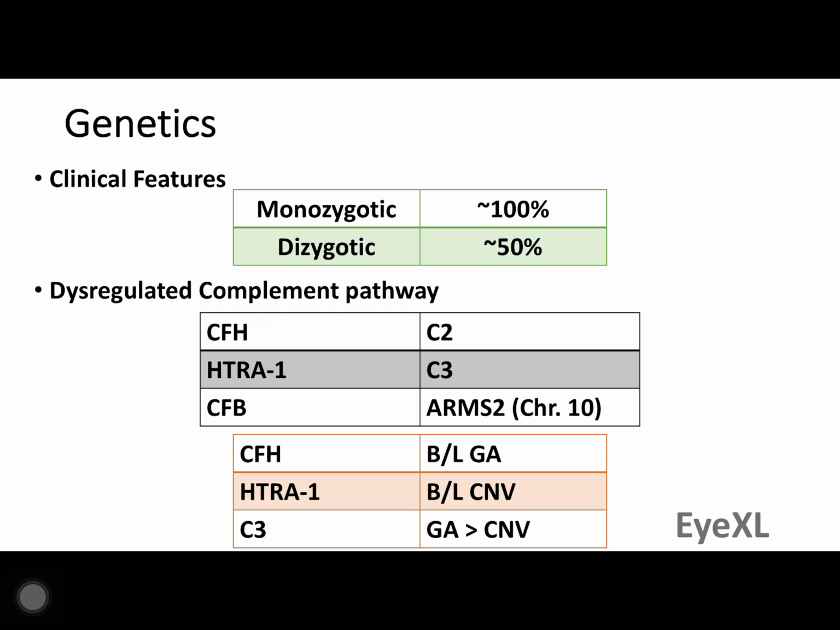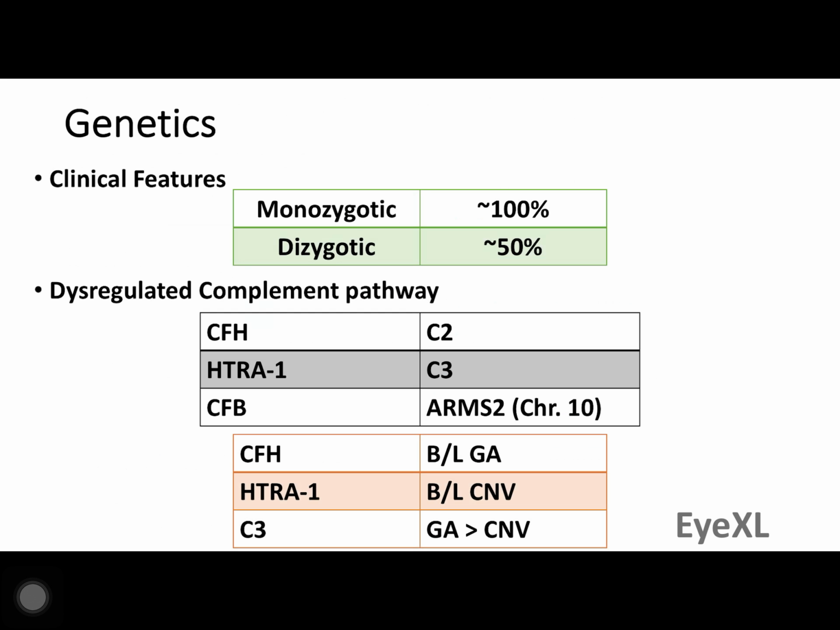What exactly am I pointing at in genetics? What is going wrong in the genetics of the patient? It is the complement pathway that is at fault. It is an abnormally active complement pathway that is producing inflammation. So which are the factors? There is complement factor H, HTRA1, complement factor B, C2 and C3. The last, ARMS2, is not actually a complement, it is just a gene that is seen to be dysregulated in a case of ARMD, and that is present on chromosome 10.